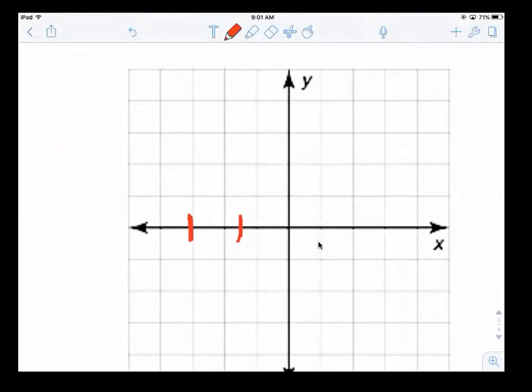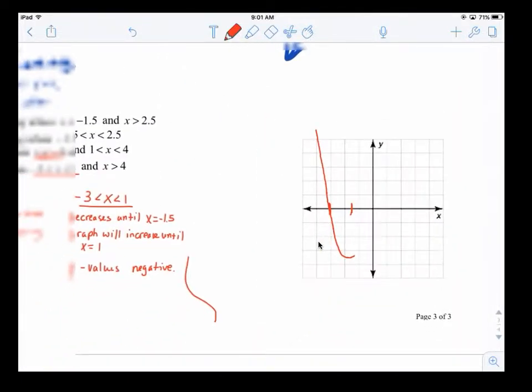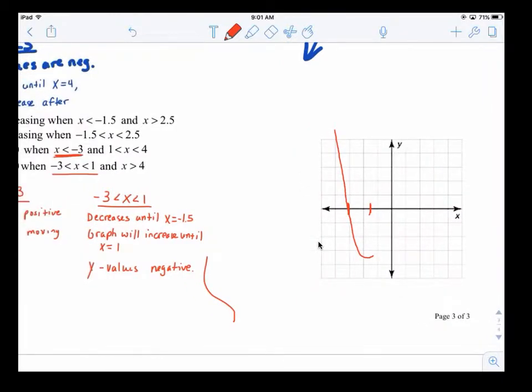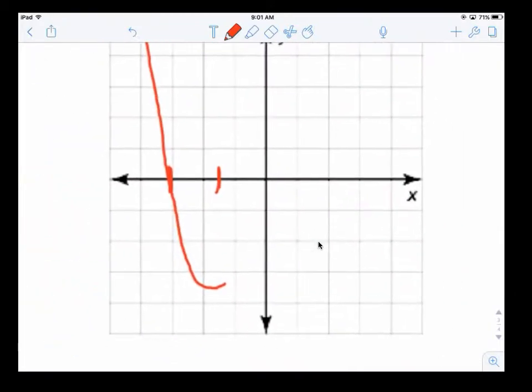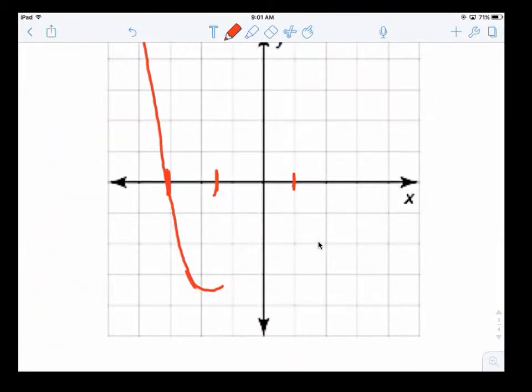So we know that it's positive and decreasing. And then at 1.5, I need to kind of change directions. And I know that it's going to be increasing until positive 1. So positive 1 is like right over here, so I'm going to go up kind of like this. So this is negative 1.5, and this is negative 3. So again, we're positive and decreasing, and then at negative 1.5, we change direction. So much easier with calculus.